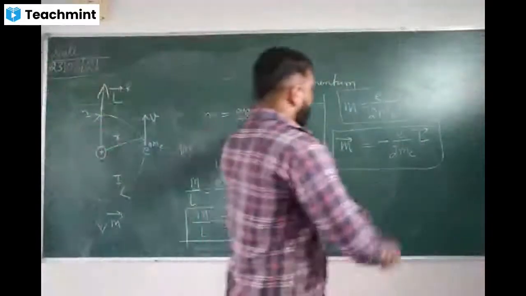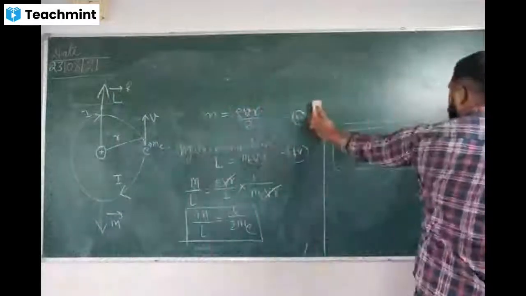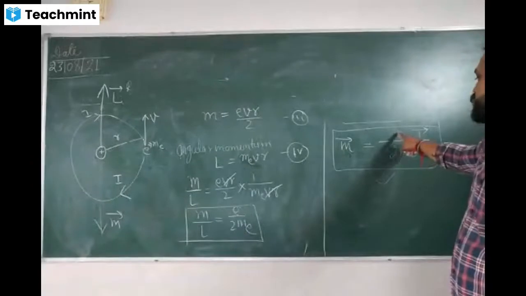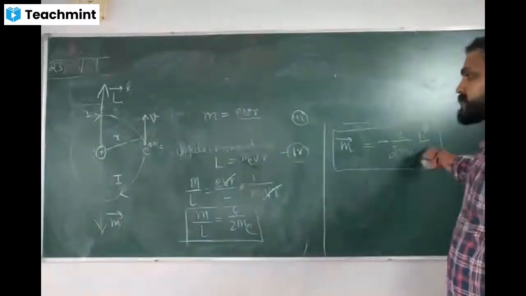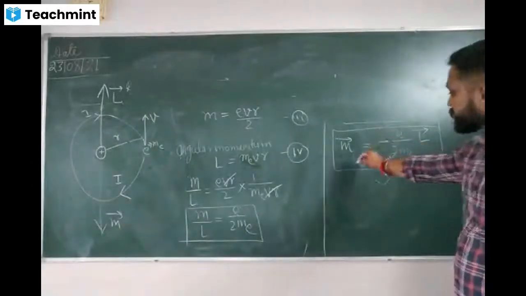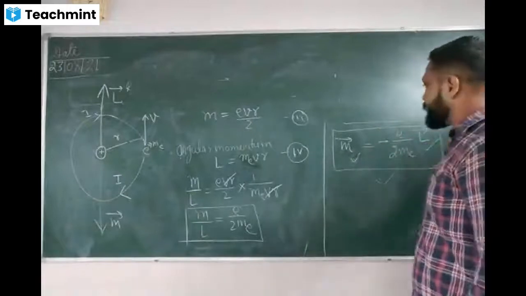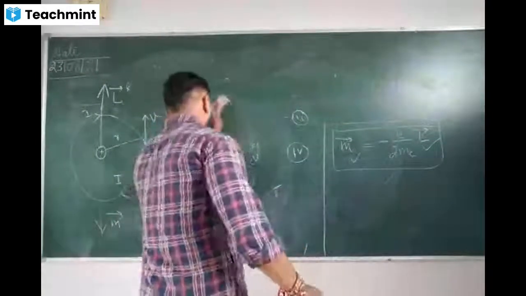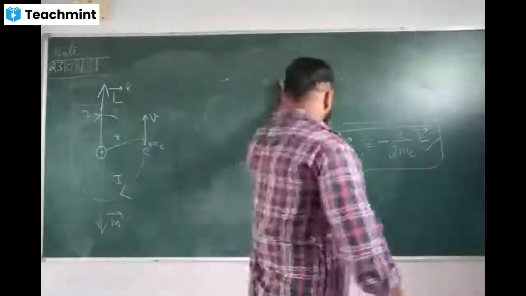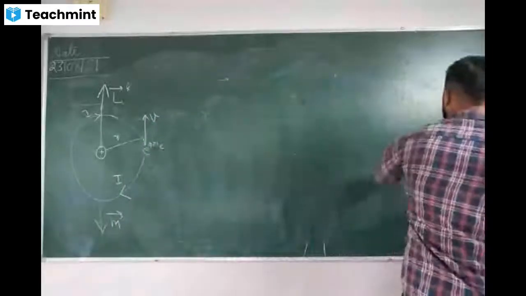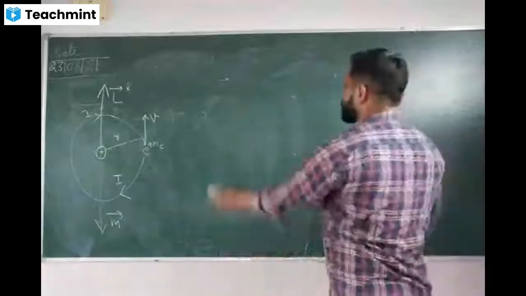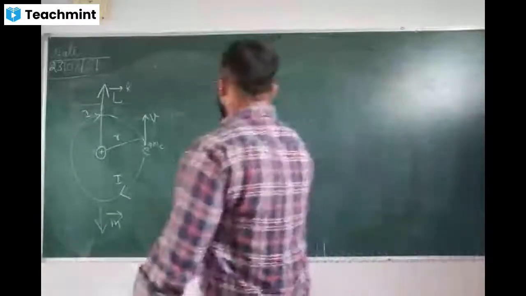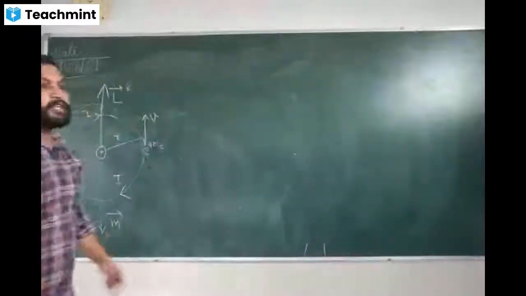Now this relation you must know: the magnetic dipole moment is equal to minus e upon 2m into L. This is the relationship between the magnetic dipole moment and angular momentum. Now we will find out what is Bohr magneton. Bohr has given a very important condition, known as the Bohr quantization condition.